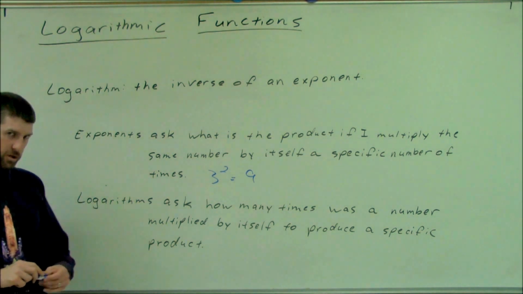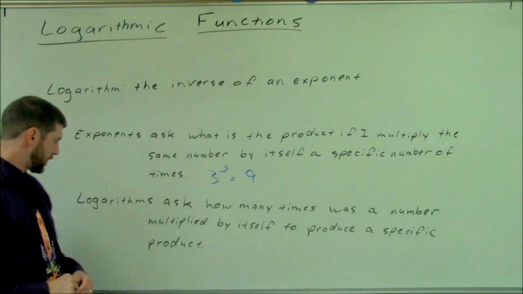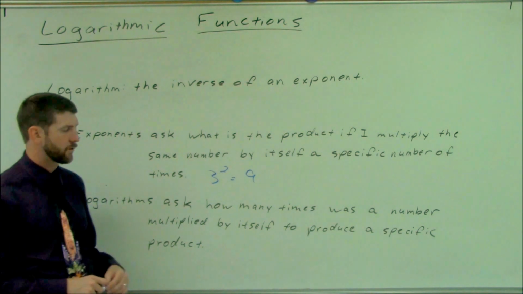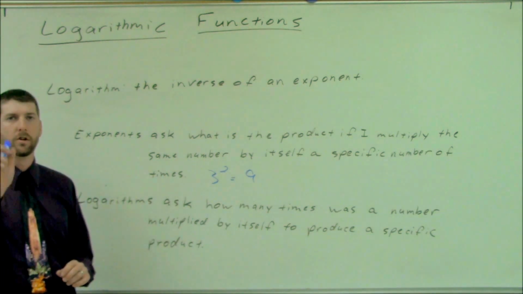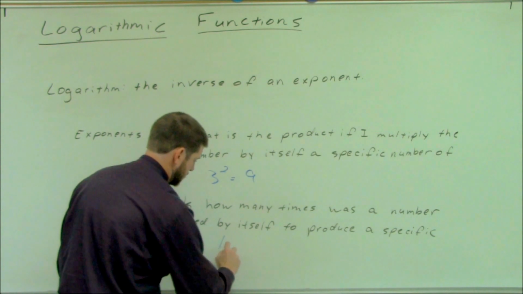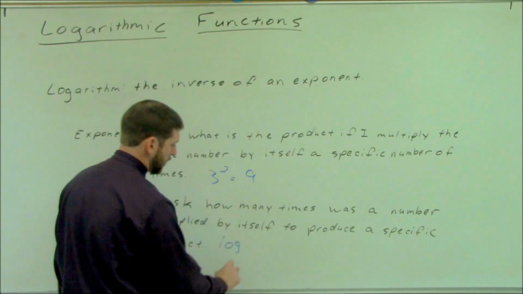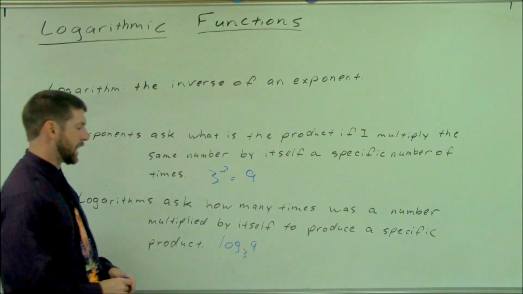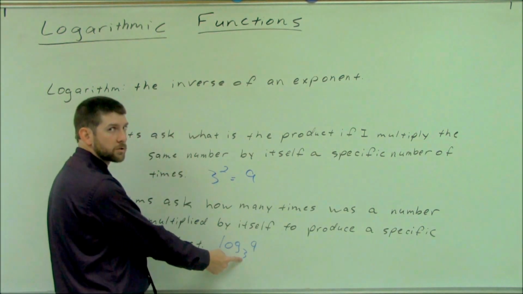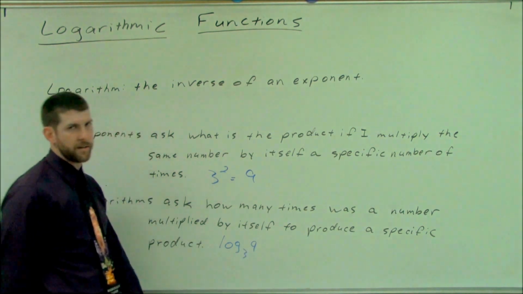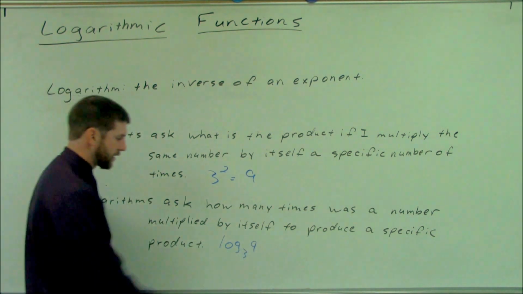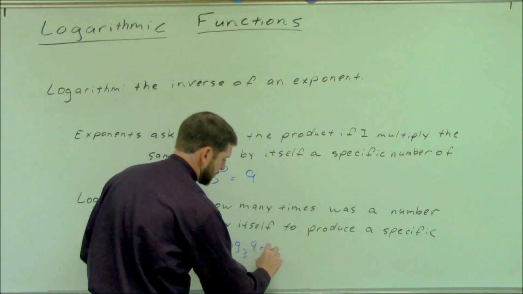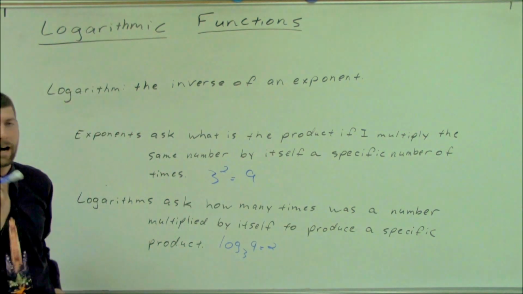A logarithm asks the inverse of that. A logarithm asks a different question. It says, how many times was a number multiplied by itself to produce a specific product? So a logarithm says, and it'll be written like this, log base 3 of 9. How many times was this number multiplied by itself to produce that number? Well, what's the answer? We all know that. 3 was multiplied by itself 2 times to produce 9. That's the idea behind logarithms.